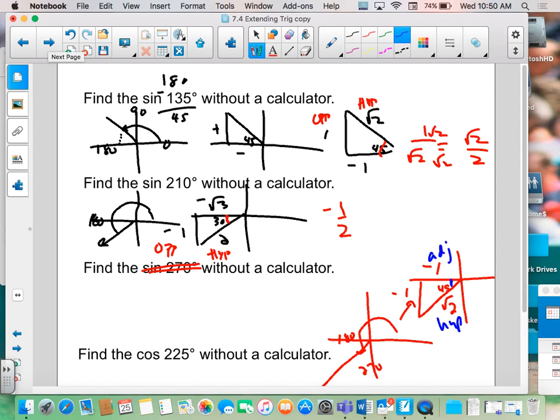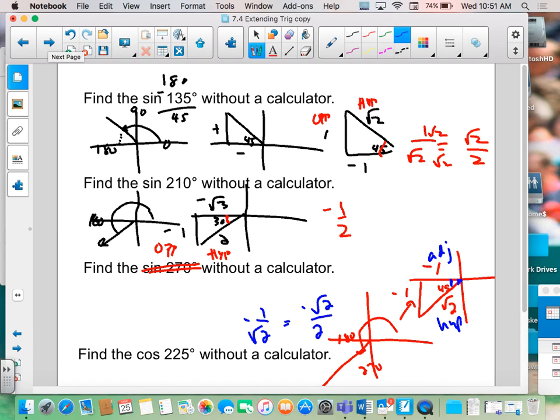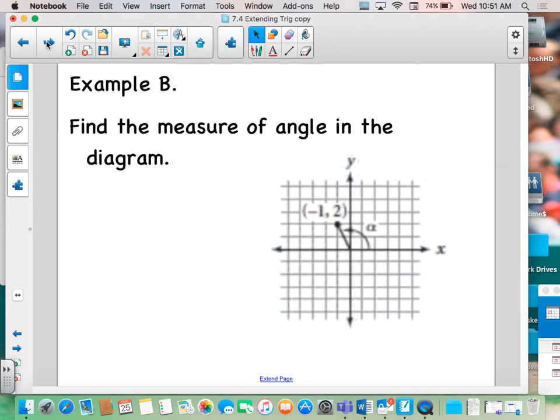Cosine is adjacent over hypotenuse. Remember, I'm always going from this angle that's in here by the origin, called the reference angle. So it would be negative 1 over the square root of 2, which is, if I can write a little bit better, and hopefully you're good with your radicals, negative root 2 over 2. All right, there's a quick primer on triple T, turn, triangle, trig.